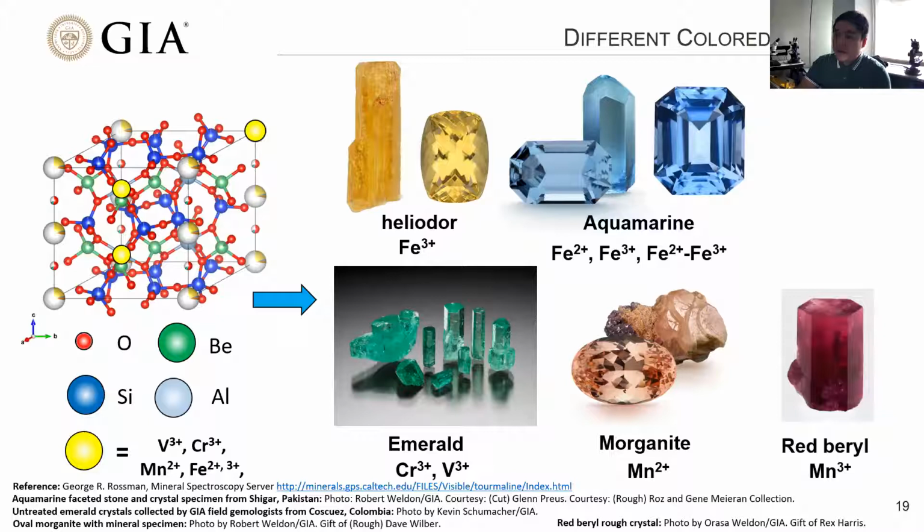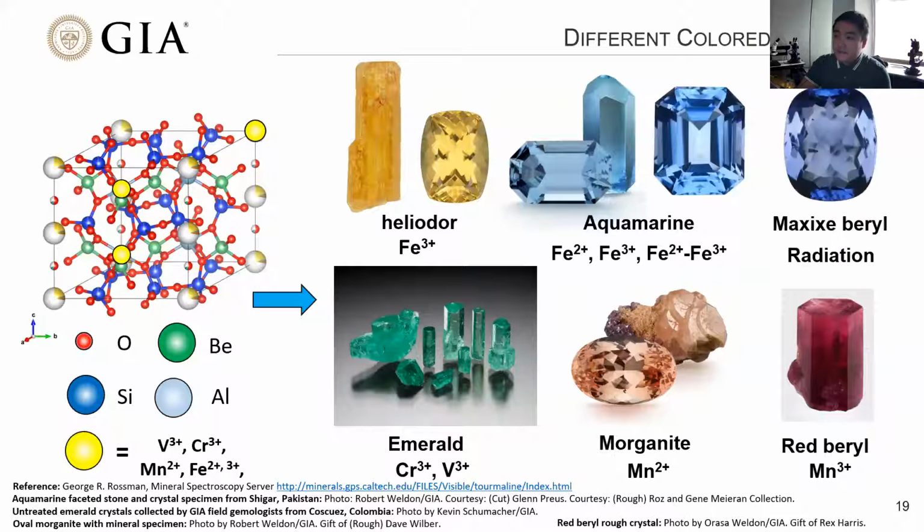Manganese 3+ causes the deep red color in some very rare red beryl discovered from Wah Wah Mountain of Utah by Maynard Bixby in 1904.